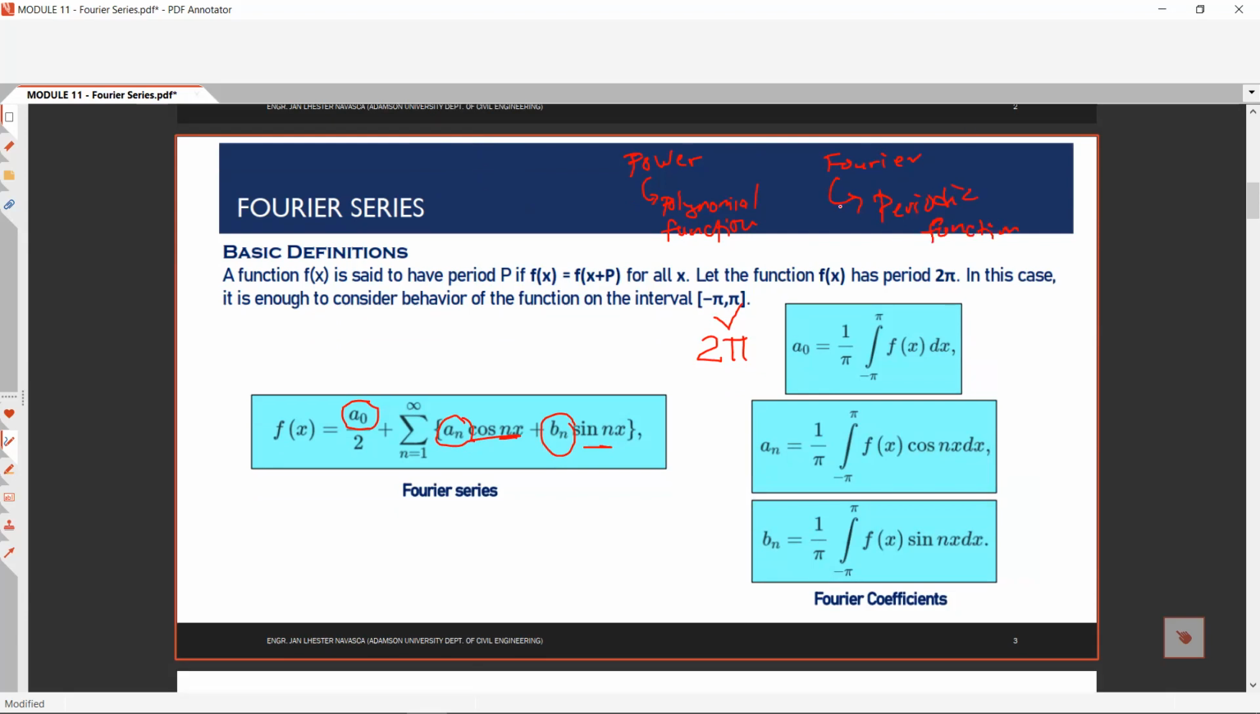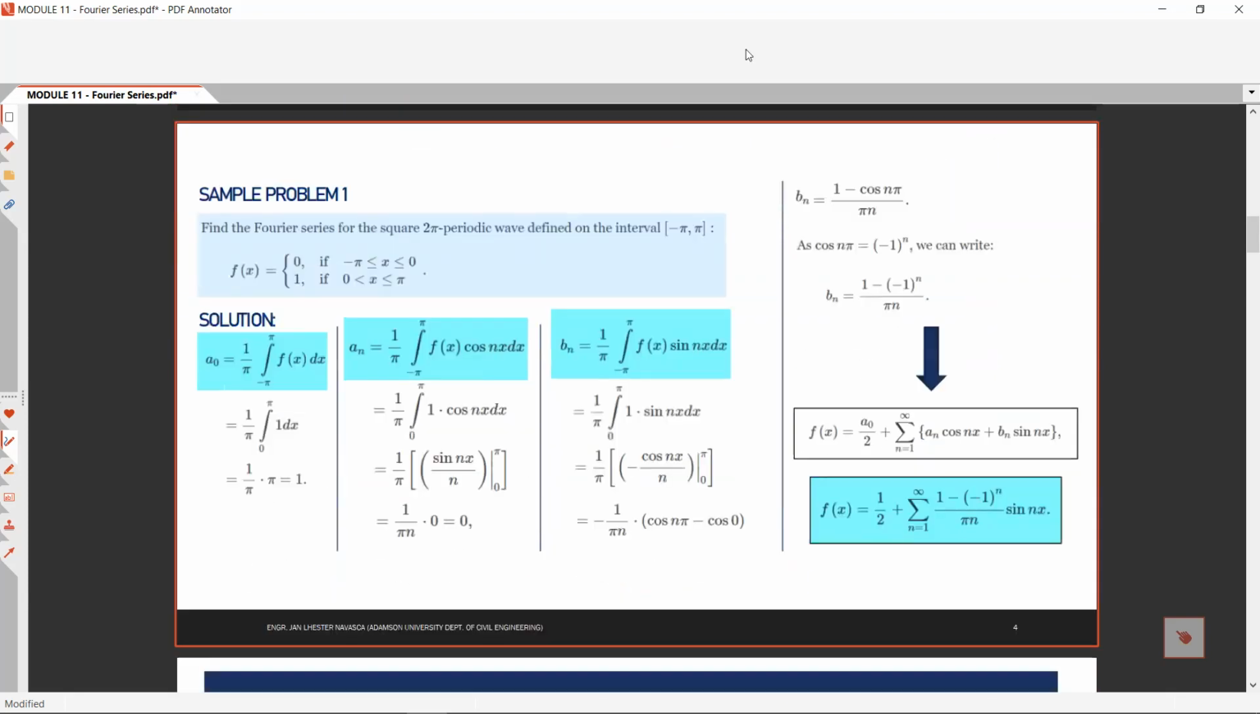Okay? Sige, let's try to solve a problem. Let's say you have a Fourier series of the square 2 pi periodic wave defined on the interval negative pi to pi. So let's say you have your function f of x equals 0 when x is greater than or equal to negative pi but less than or equal to 0, and f of x equals 1 if x is greater than 0 and less than or equal to pi. So this one is a square function, or a piecewise function.